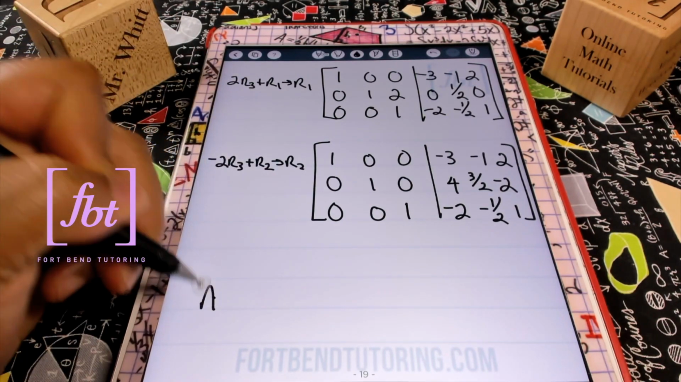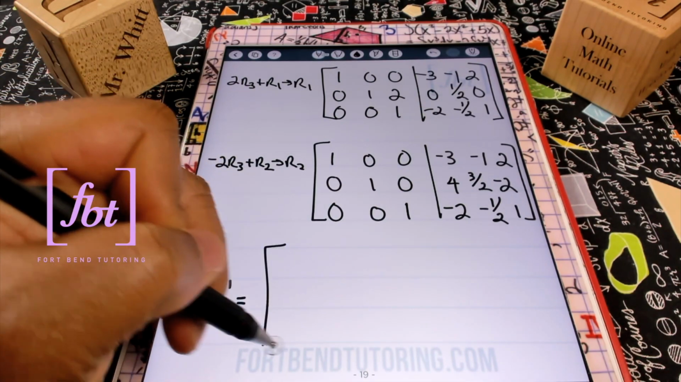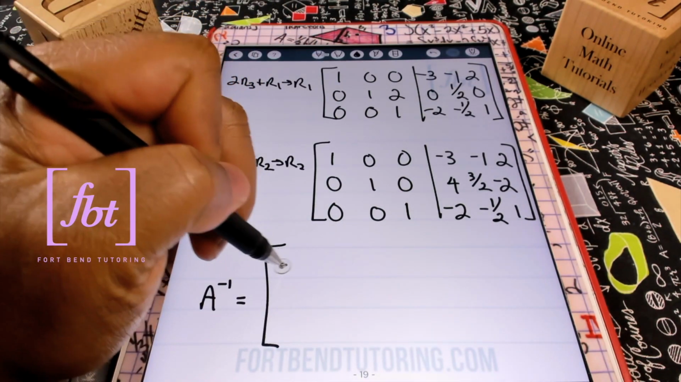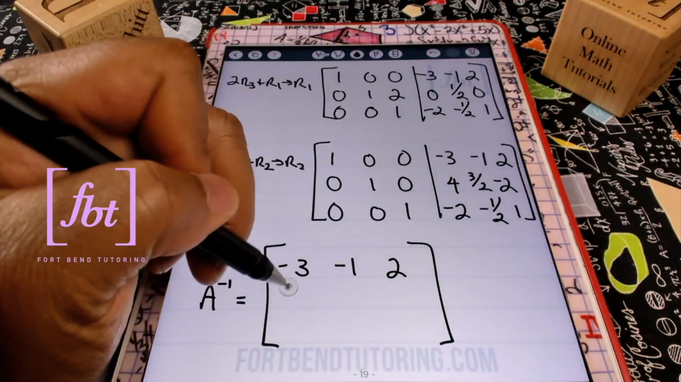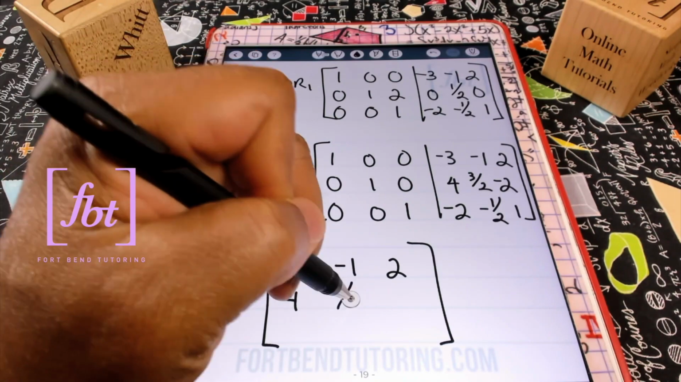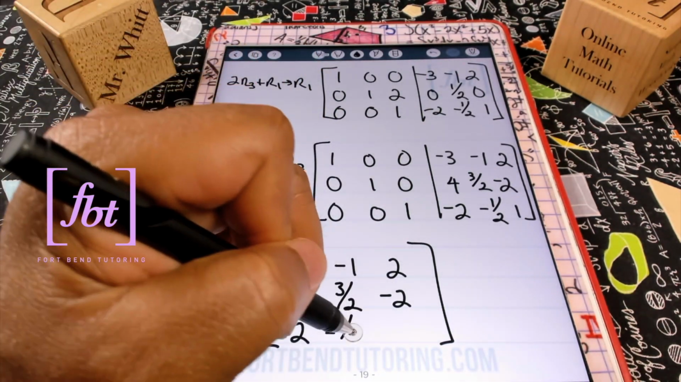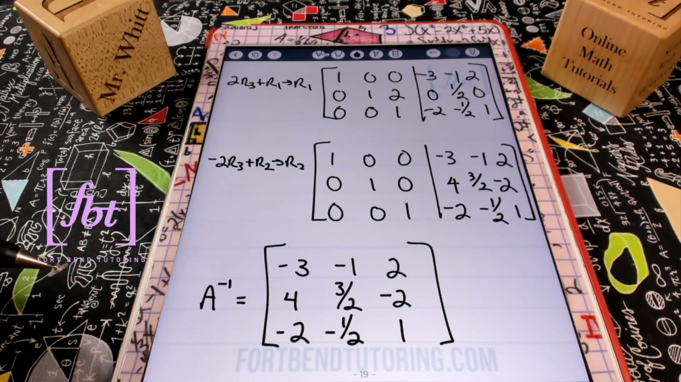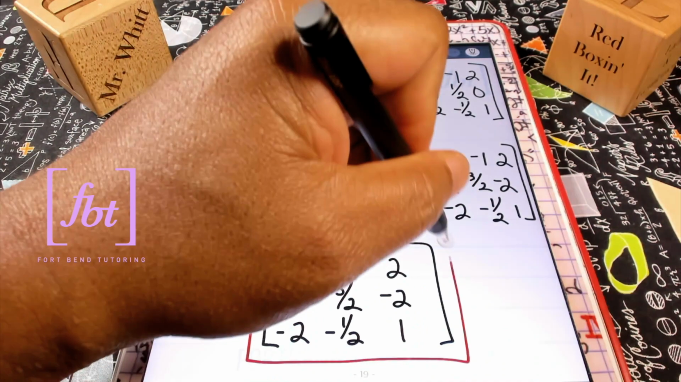So you'll have A inverse is equal to the following matrix. You'll have negative 3, negative 1, 2, as well as 4, 3/2, negative 2, negative 2, negative 1/2, and 1. And that is your answer. Red, box it. Just like that.